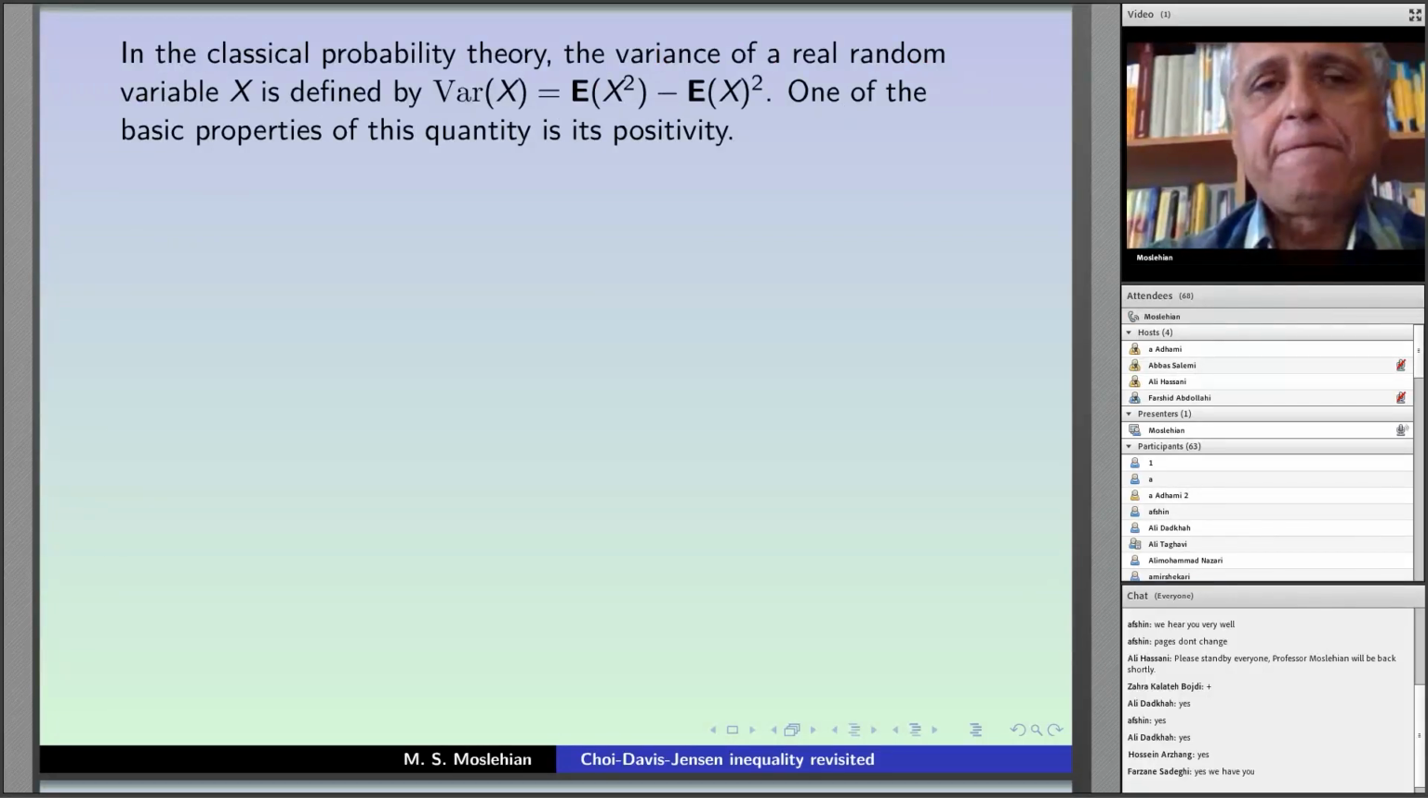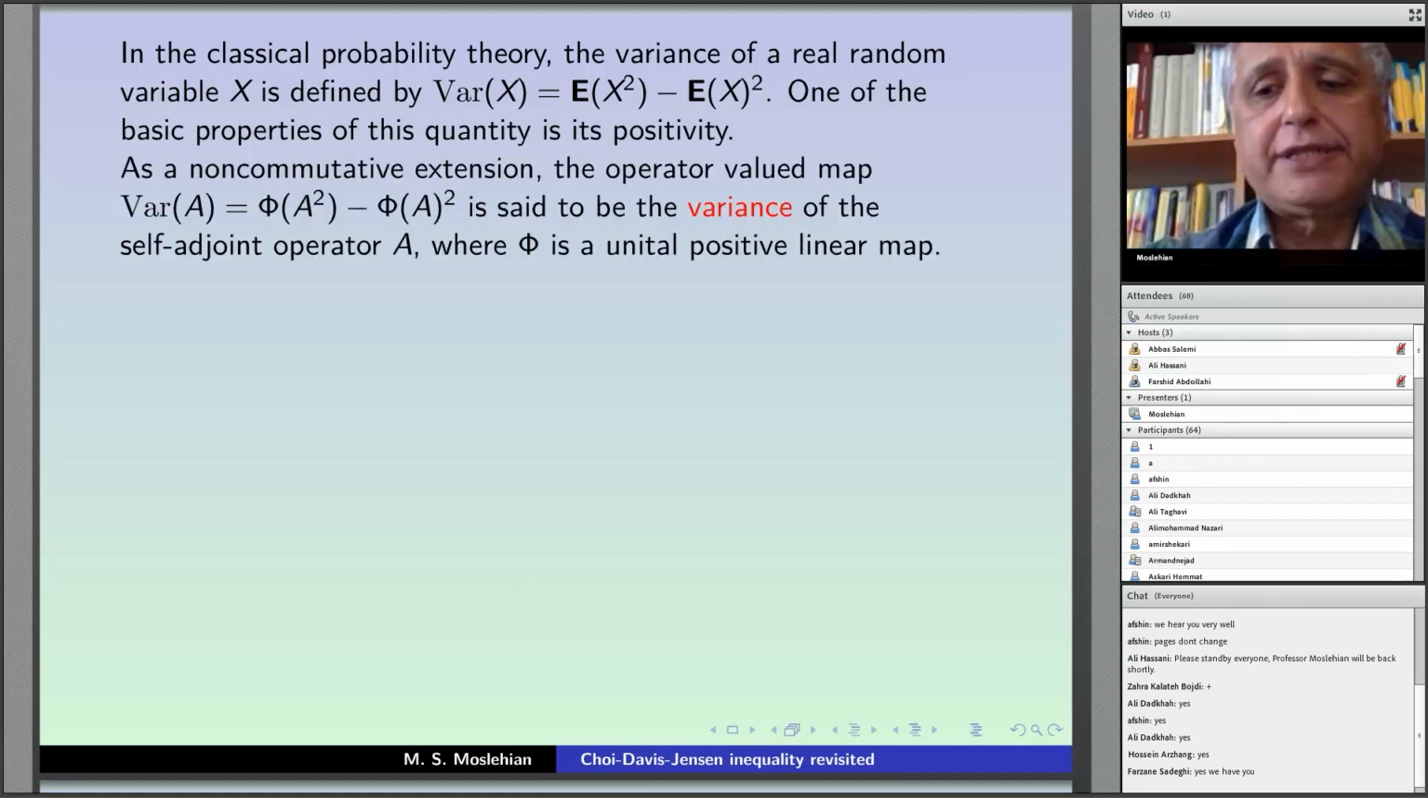In classical probability theory, the variance of a real random variable x is defined by this. Variance of x is the expectation of x squared minus the expectation of x to the power 2. One of the basic properties of this quantity is its positivity. As a non-commutative extension of this notion, we can define the variance of an operator A to be phi of A squared minus phi of A, squared. Here, phi is a positive linear mapping. This is called the variance of A with respect to phi.